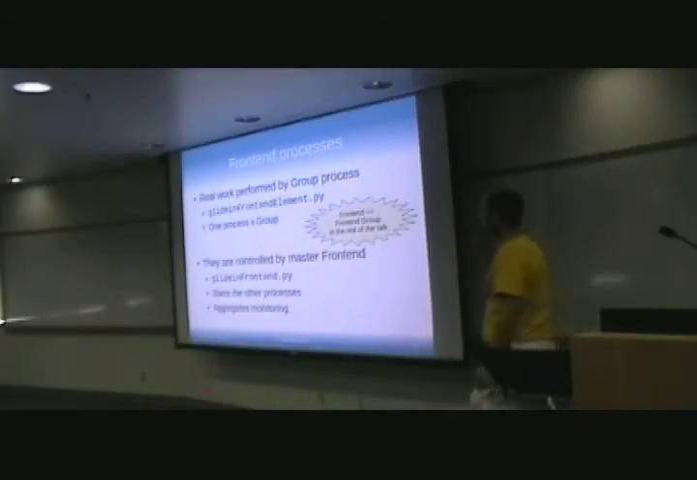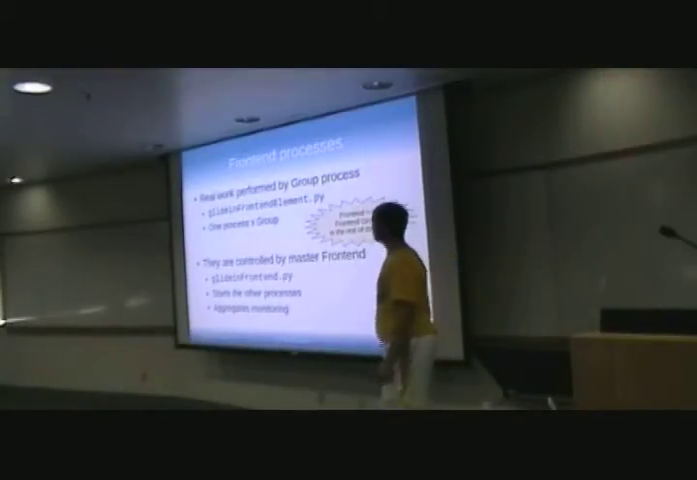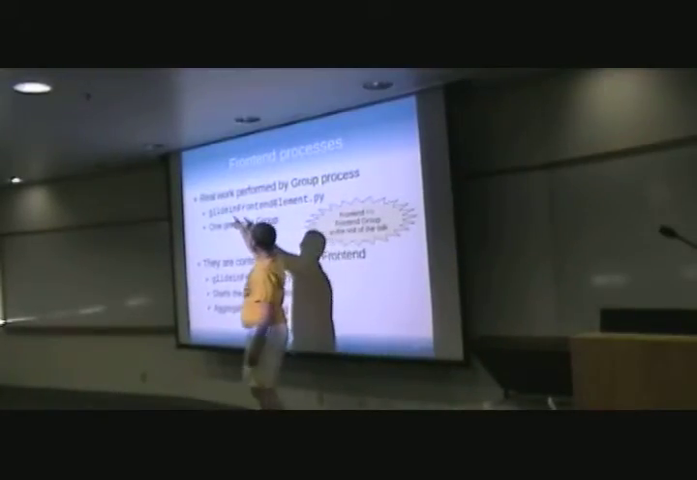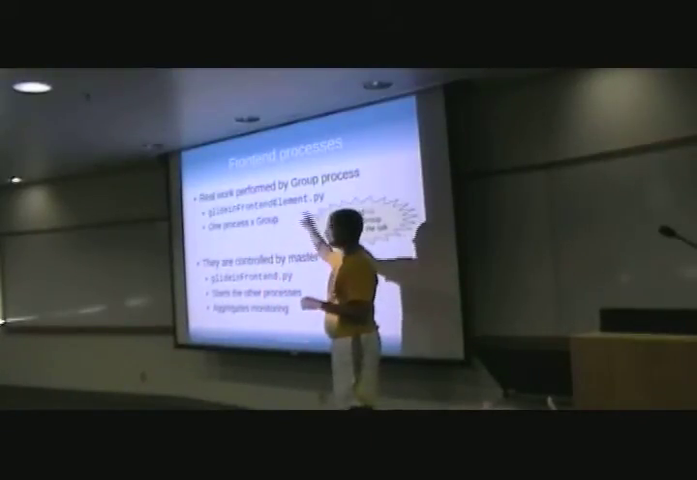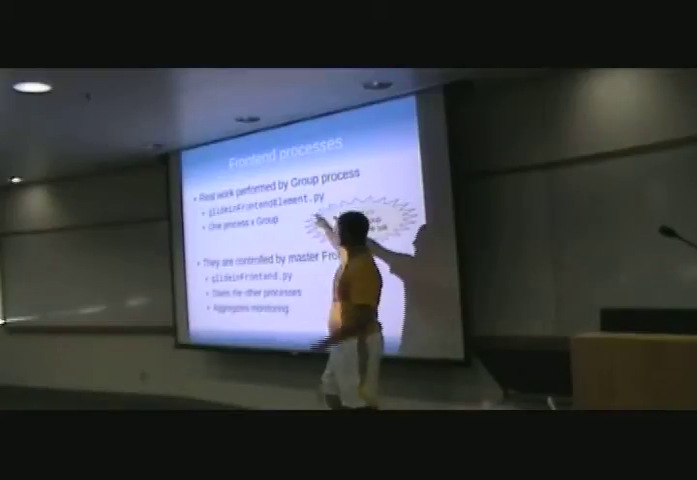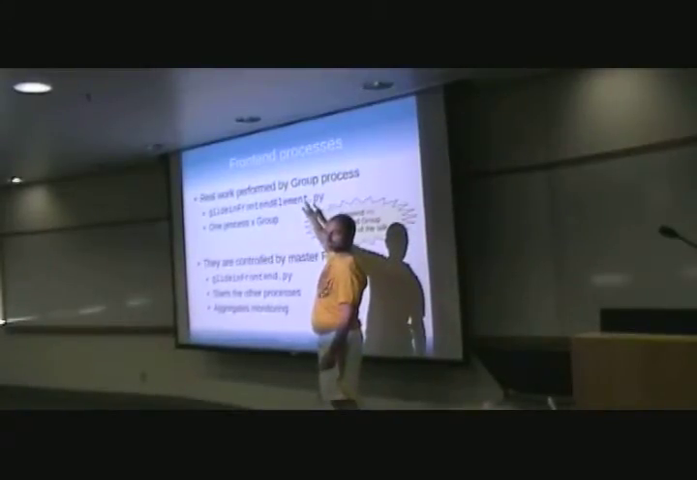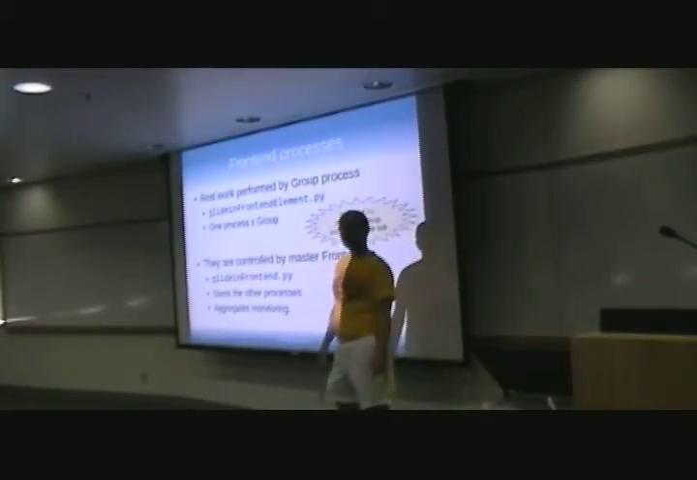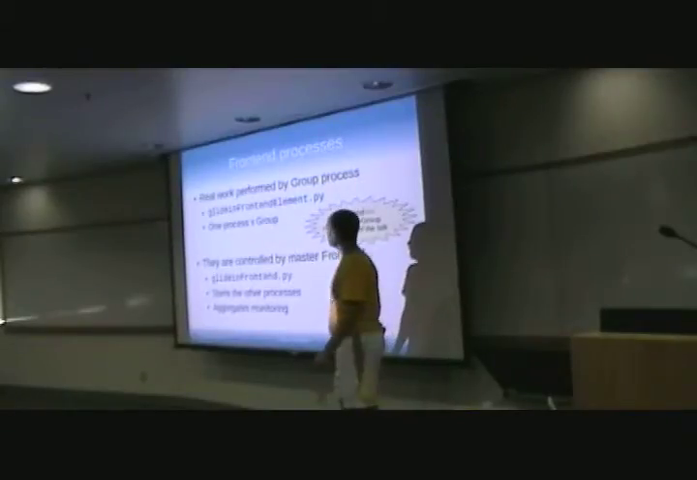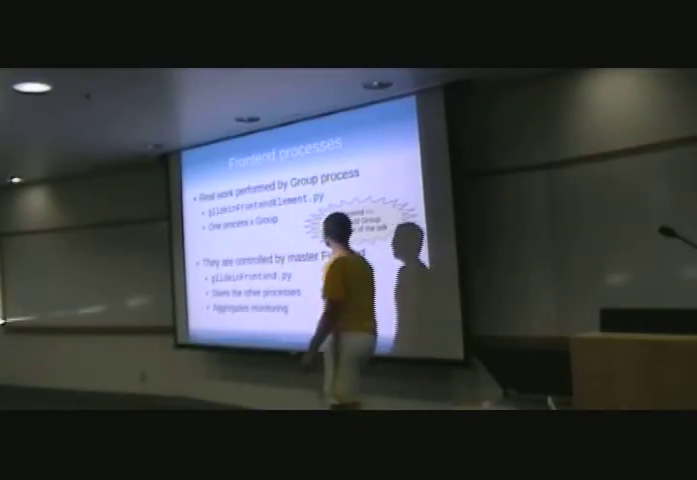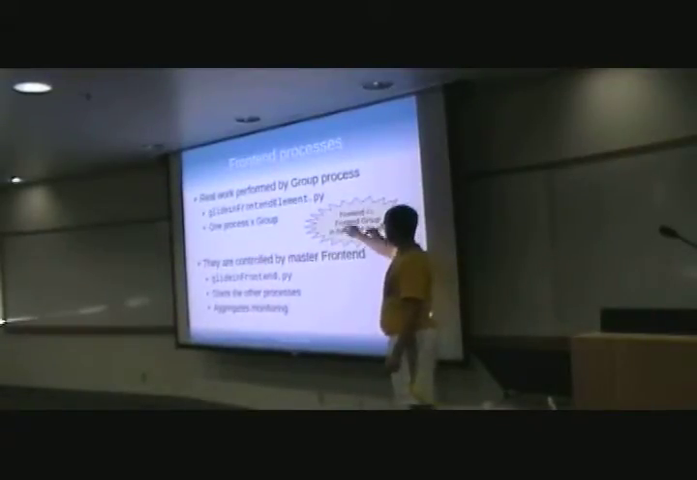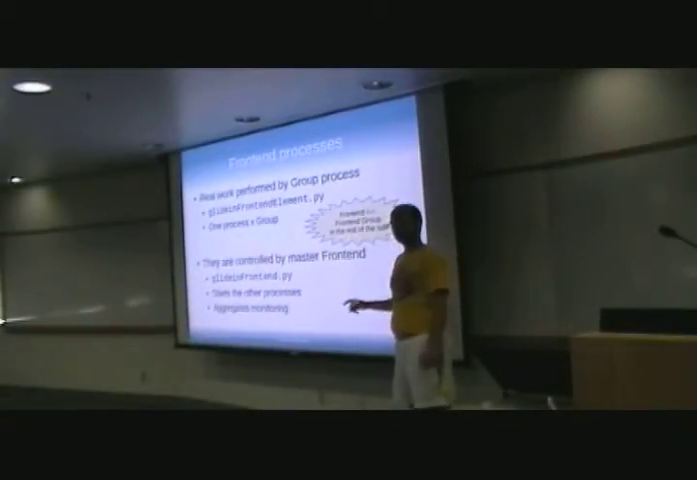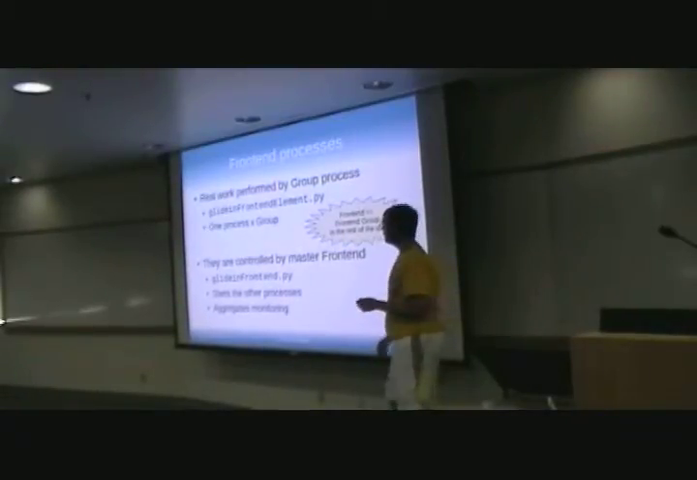Now, as I said, the real work is done in the group processes, and this is actually the binary. It's all Python. So if you do a ps -ef, you will see this running. This is what is really doing the work on your node, and you will have one process per group. In the rest of the talk, I will usually refer to the front-end group as front-end. So don't be confused when I say just front-end, and really refer to the front-end group.